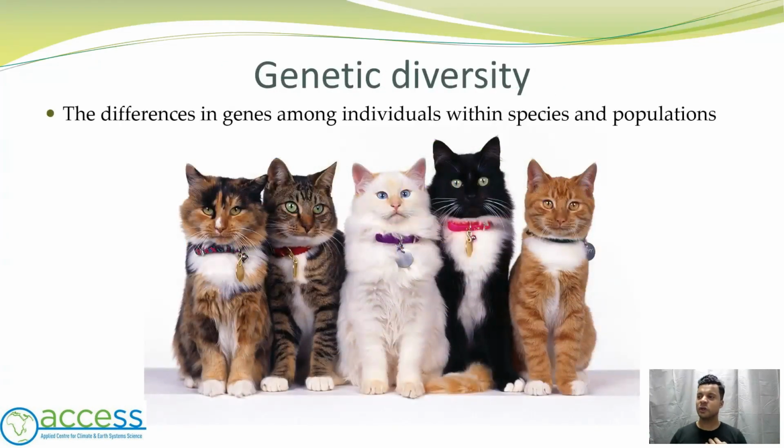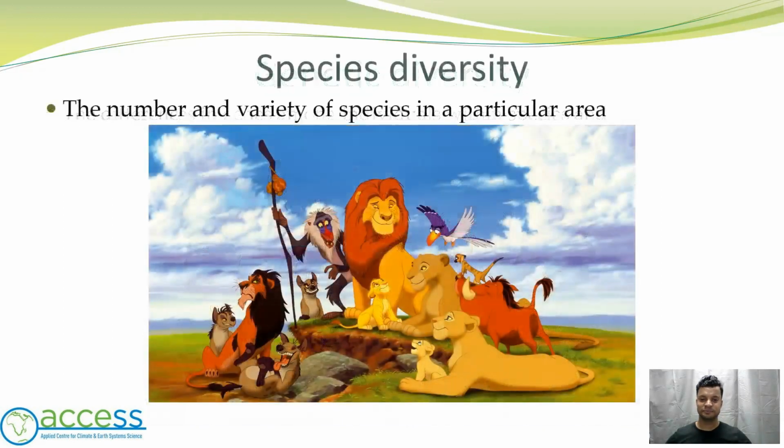So, for example, we have a bunch of different cats here, as you can see, and all these cats have different eye colors, different coat colors, and also different heights and sizes. These are all examples of genetic trait variations. So, genetic diversity is all the different genes contained in a particular species or between species.